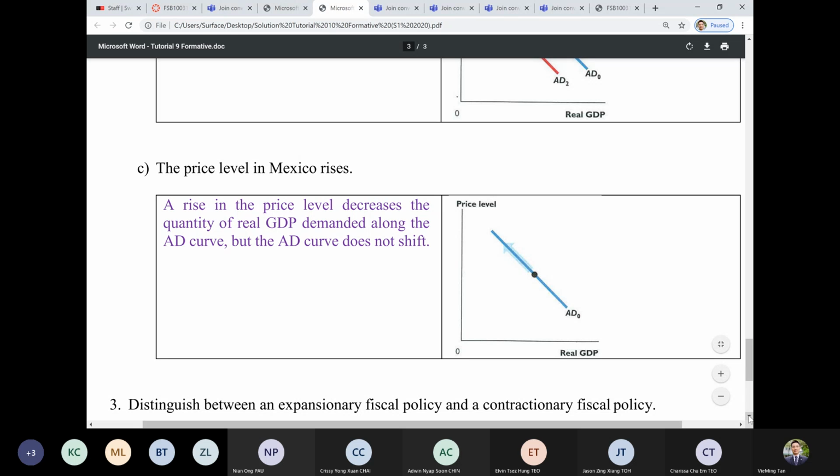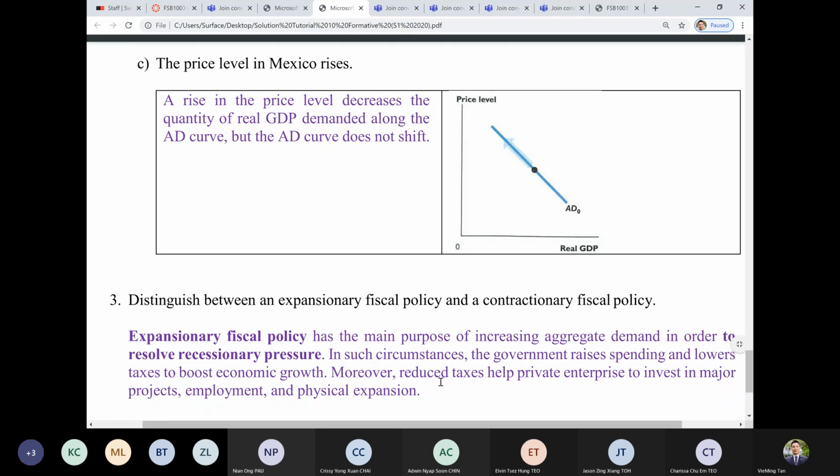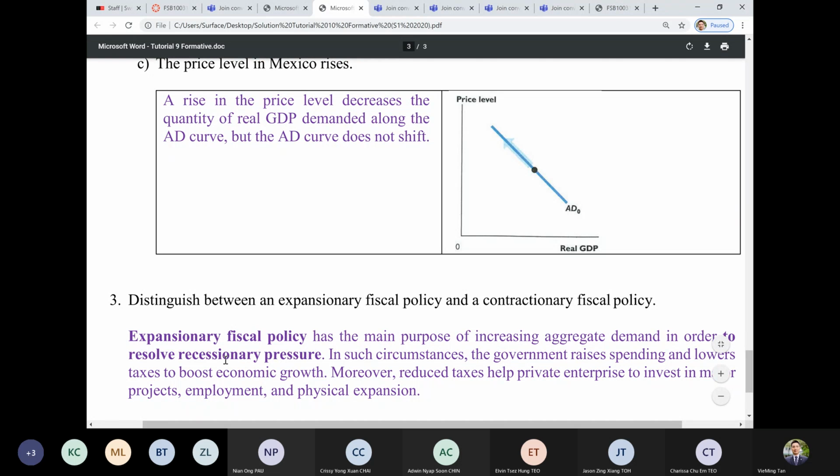If you want to make your job easy, what you can do is discuss each fiscal policy. You can start with expansionary fiscal policy. You can discuss what is the reason, what is the purpose to use the expansionary fiscal policy. When is the suitable time to use this policy? Expansionary fiscal policy is most suitable to be used when the government would like to increase the aggregate demand during the recession period, right?